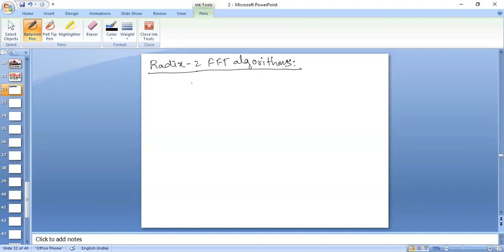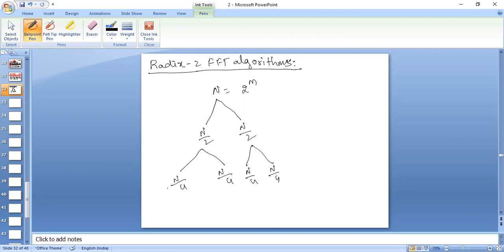Okay, so in radix 2 FFT algorithms, we should consider N value should be equal to 2 to the power of M. And initially in first stage of decomposition, this N-point DFT is split into 2 N by 2 point DFTs. And in next stage of decomposition, each N by 2 point DFT is decomposed into N by 4 point DFTs. And this decomposition continues until a length of 2 point DFT is achieved.